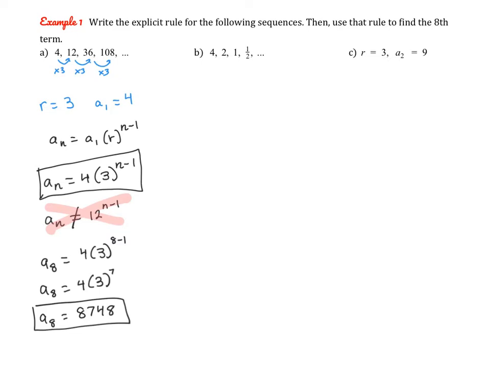All right, let's look at part B. So here again, let's check to make sure it is in fact geometric. For the difference from here to here, I know we could say divide by 2, but let's try to always use multiplication. So we're multiplying by 1/2. Dividing by 2 is the same as multiplying by 1/2. Then to get from here to here, it's times 1/2. To get from here to here, it's times 1/2. So this is a geometric sequence.